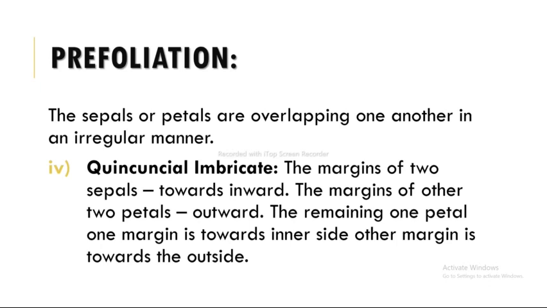The fourth type is the quincuncial imbricate, or quincuncial vernation, you can say. In quincuncial imbricate vernation, the margins of two sepals are towards the inside, and the margins of two other petals are towards the outside. In the remaining one petal, one margin is towards the inner side and the other margin is towards the outside.